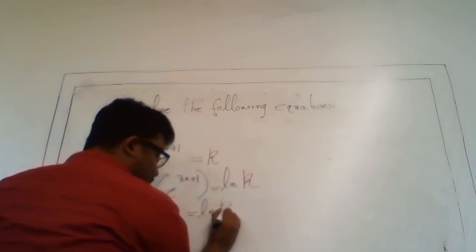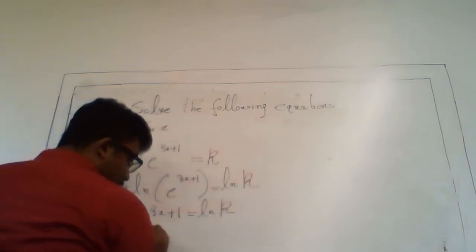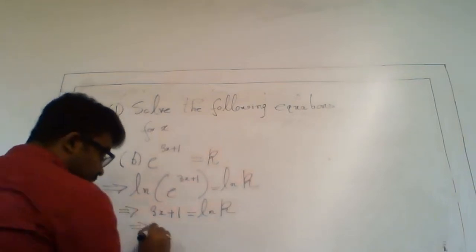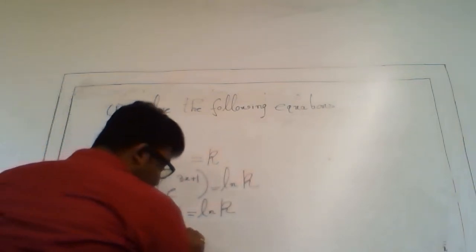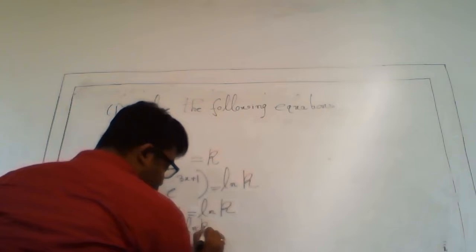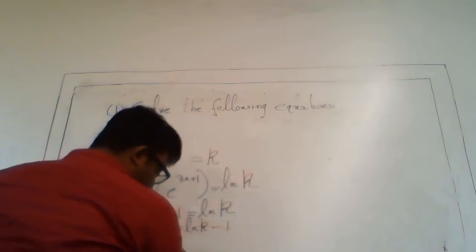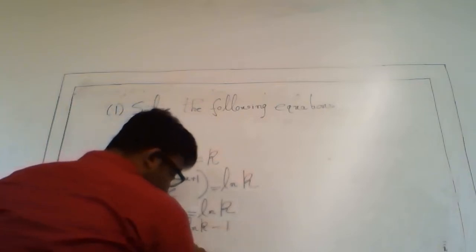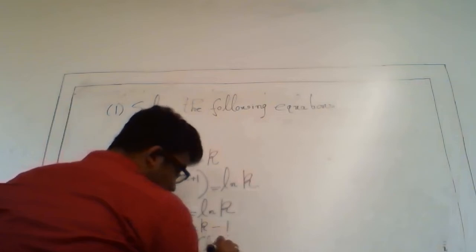So solving it, if I subtract 1 on both sides, I will get 3x equal to ln k minus 1, and then if I divide by 3, I will get x equal to 1/3 (ln k minus 1).